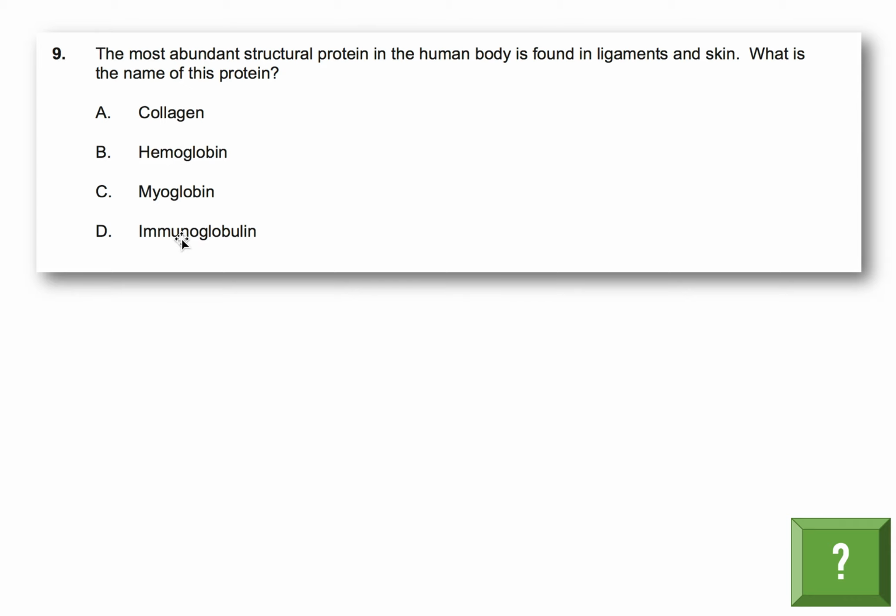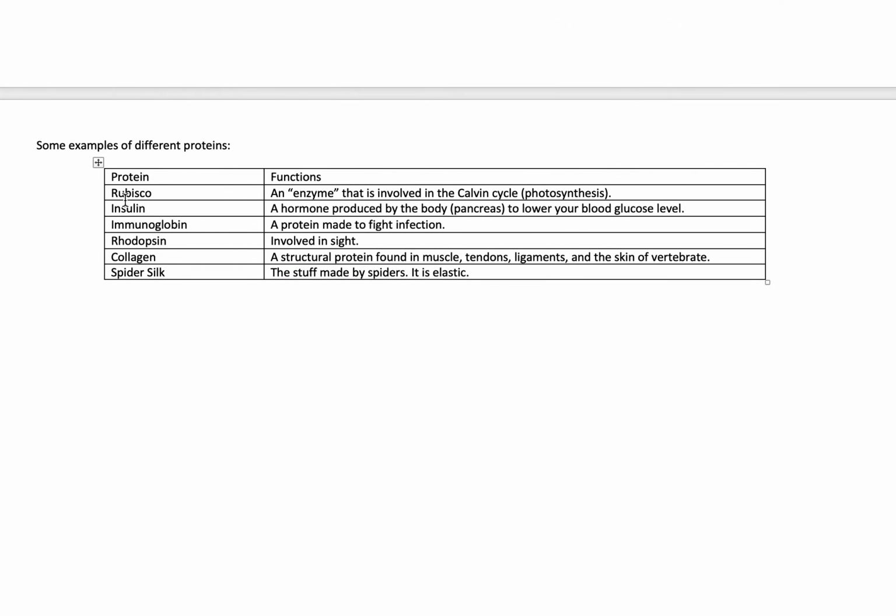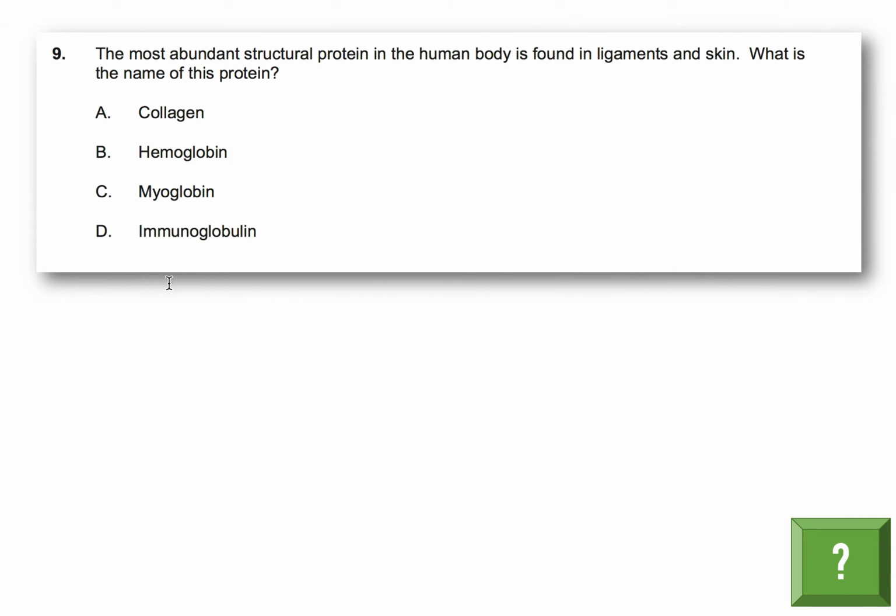Now D, immunoglobulin, is a molecule that is involved in fighting sickness. Okay, it is involved in your immune system. So you just need to know, you don't need to know much. Just 1 or 2 sentences on what each of these are, and then 100% you can answer any multiple choice question. They're not going to drill down and make these super complicated. They just want you to be aware of some examples of proteins. So the answer here is going to be A.